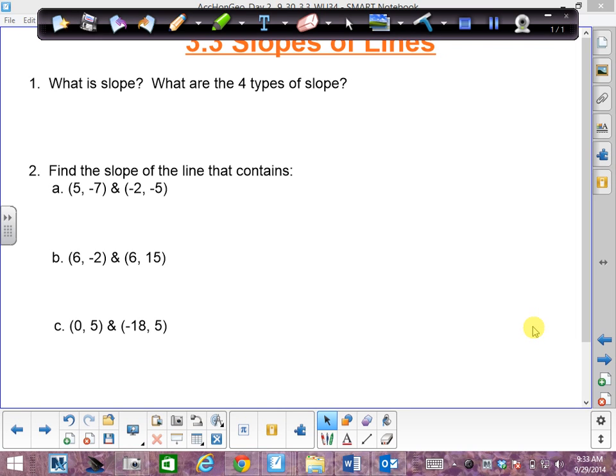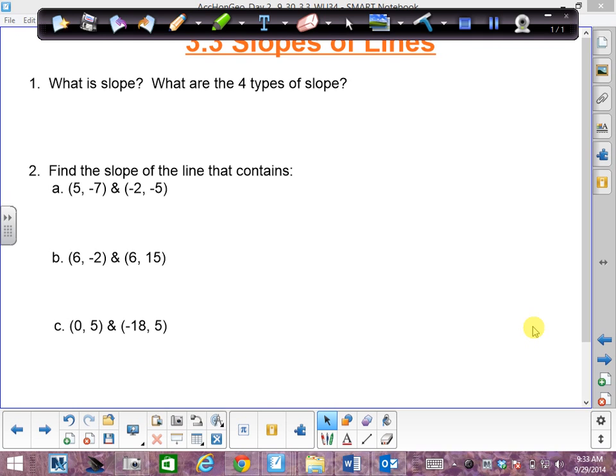Alright guys, so in section 3.3 we're going to be looking at slopes of lines and whether lines are parallel and perpendicular, and reviewing lots of things you should remember from Algebra 1 last year. So hopefully this will be a review for you, but if you have any questions, just make sure you bring those into class and we can talk about them.